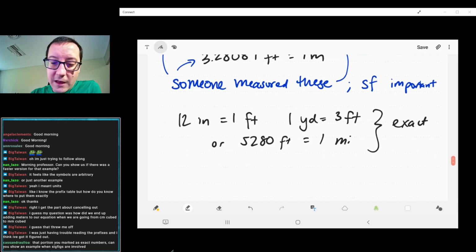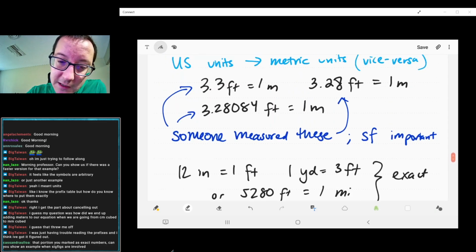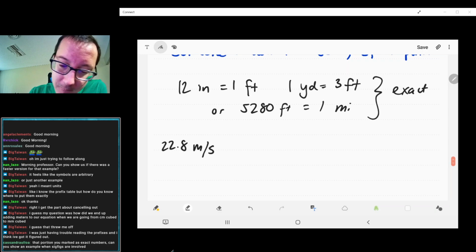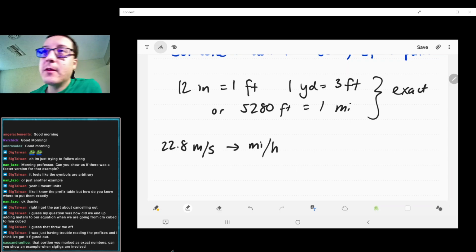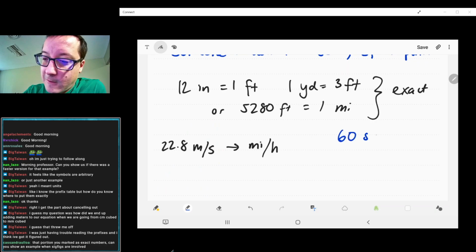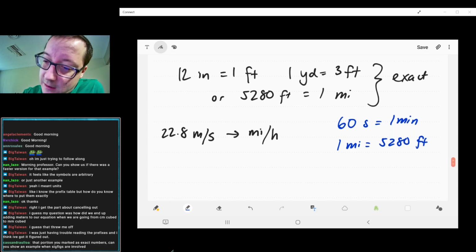So let's go ahead and see an example so Cassie can see that. Let's say now we take our 22.8 meters per second. Let's convert that now to miles per hour. Alrighty, let's do it this way. I'm going to give us a bunch of conversion factors. Someone let me know if I'm wrong with the miles and feet thing. I never remember that.